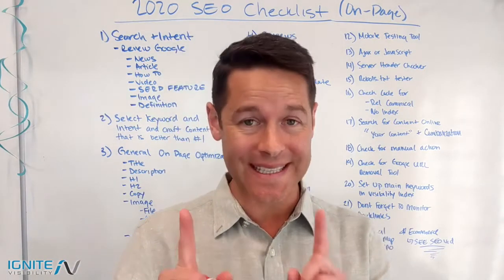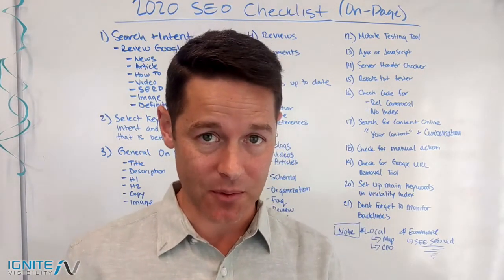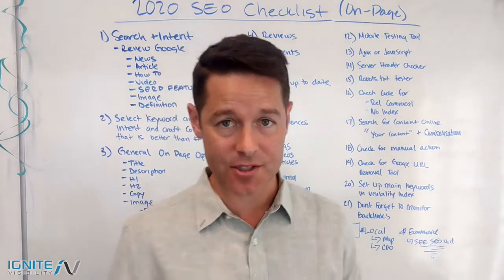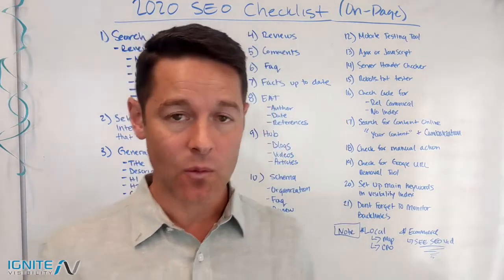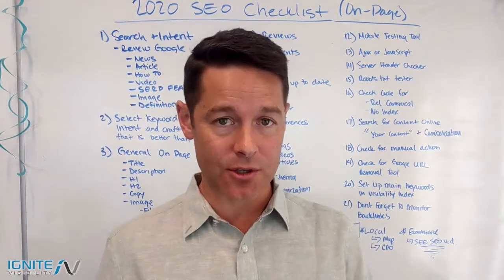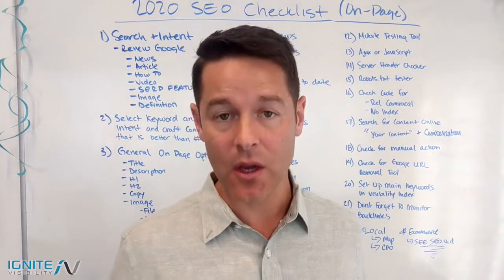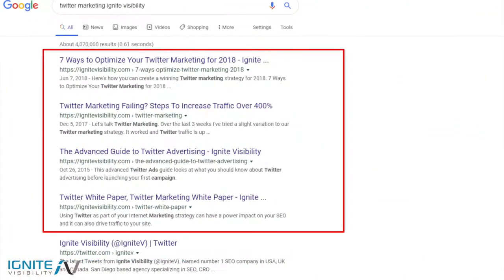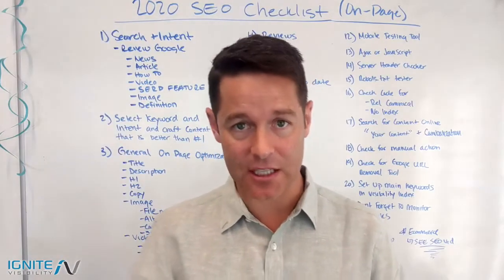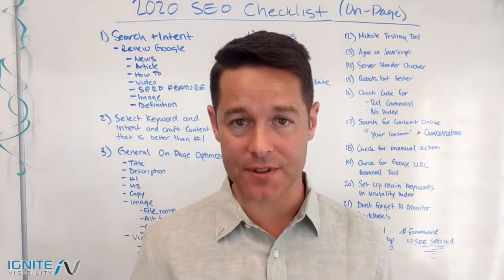Also, for number 17, cannibalization is really, really important for your on-page SEO checklist. So when it comes to cannibalization, what can happen is if you do a search for some content on one of your pages and a whole bunch of other pages show up, or if you do a search for your brand name and then a term and you see a whole bunch of other pages show up, you could be cannibalizing your rankings. What that means is that you've got too many pages trying to fight for the same term.